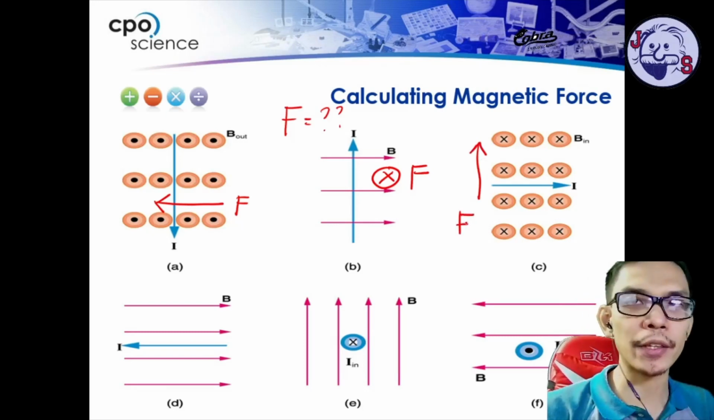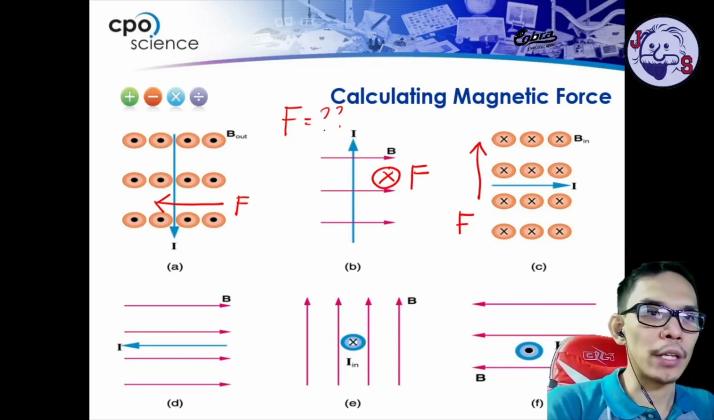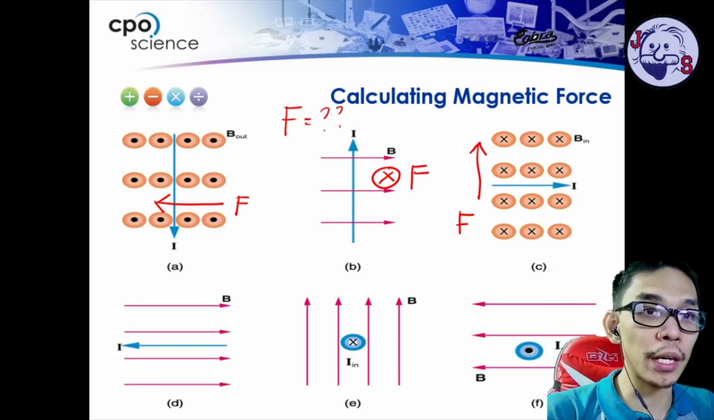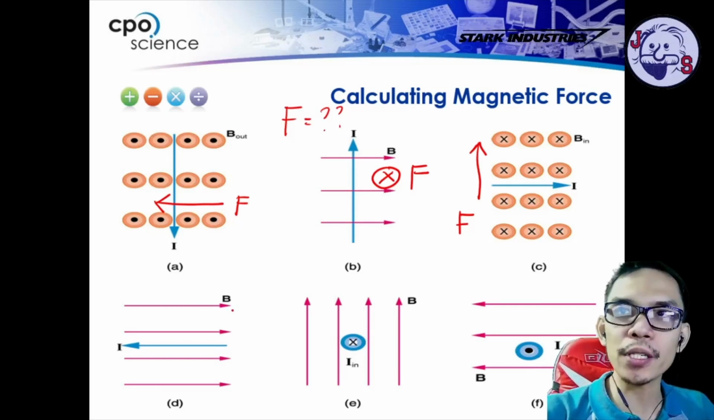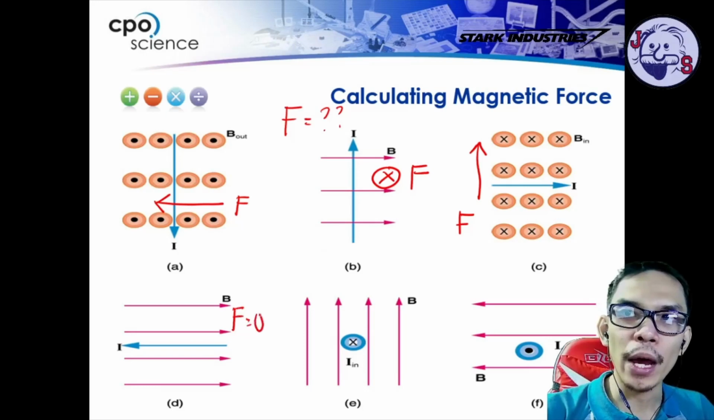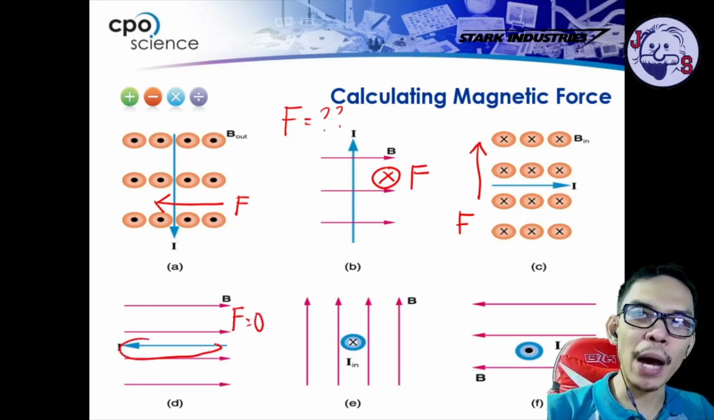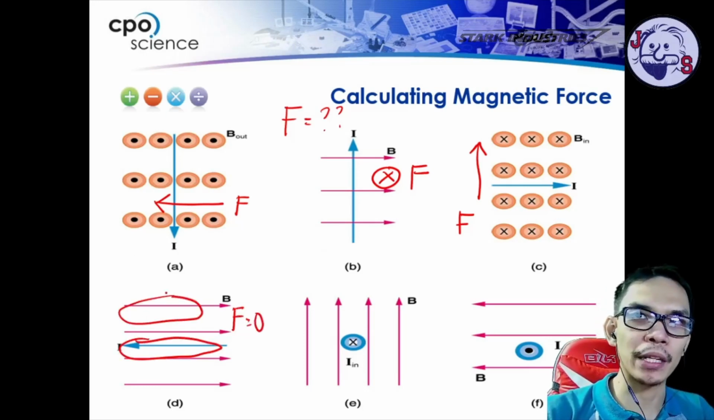All right, next one, letter D. What is the direction of the magnetic force in letter D? The answer is the force is 0. Why? Because the current is parallel to the direction of the magnetic field.